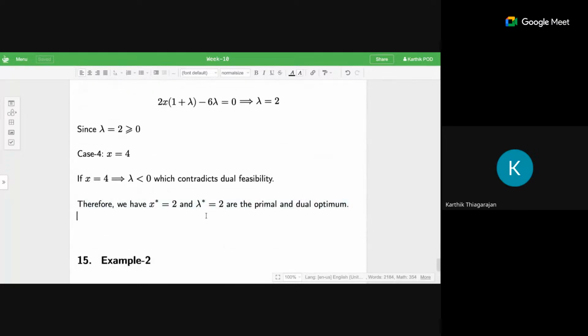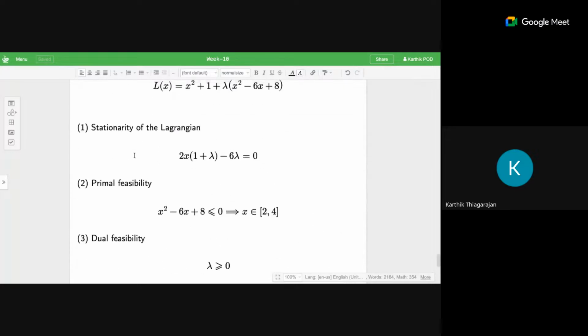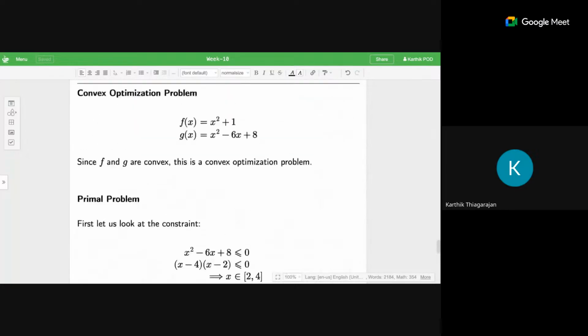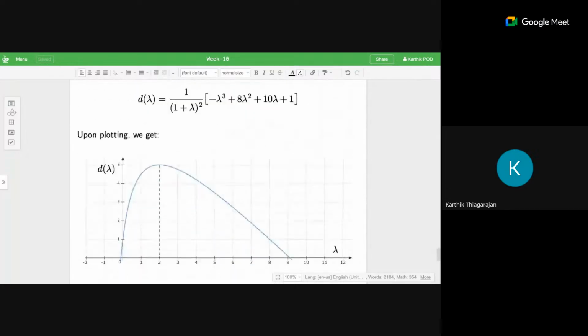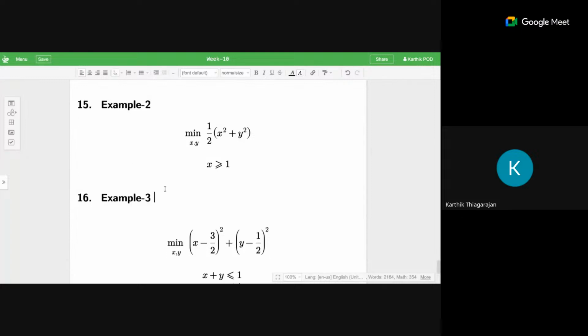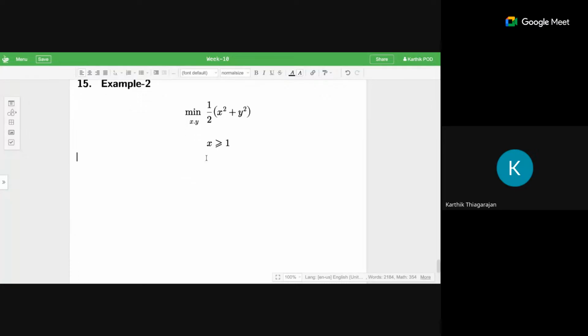Okay, is this example clear, what we have done so far? The dual, primal, the different conditions. I hope that was somewhat clear. Okay, we'll do one more example, and this might make things more clear.